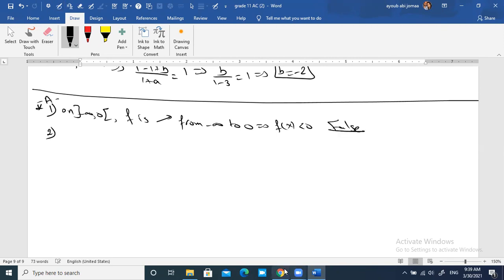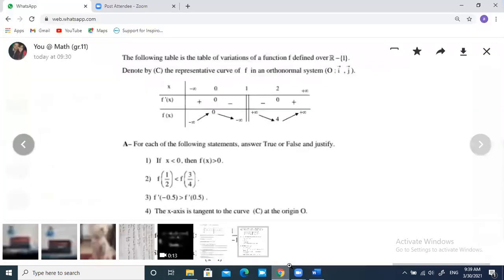The second one: f of 1 over 2 is less than f of 3 over 4. When we say f of 1 over 2 less than f of 3 over 4, as if we are seeing the function is increasing, and 1 over 2 is less than 3 over 4. But 1 over 2 is between 0 and 1, and 3 over 4 is between 0 and 1.